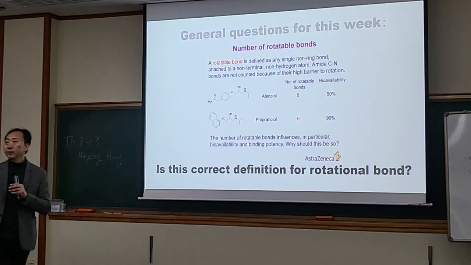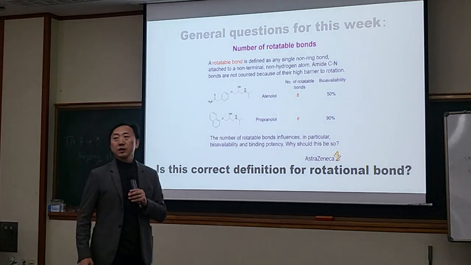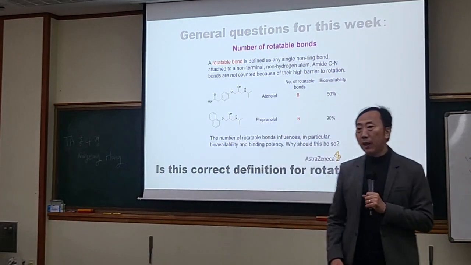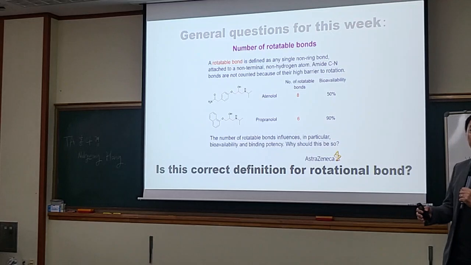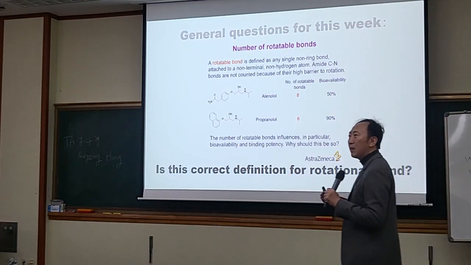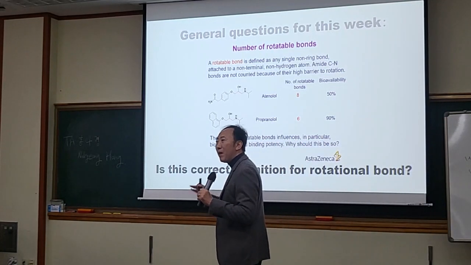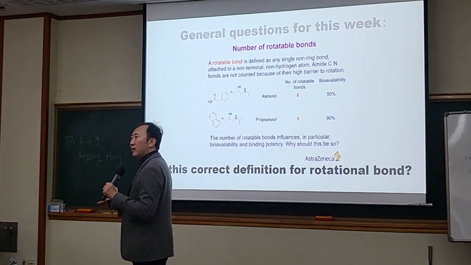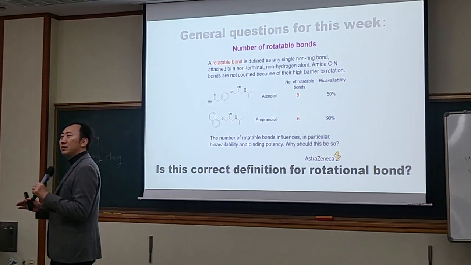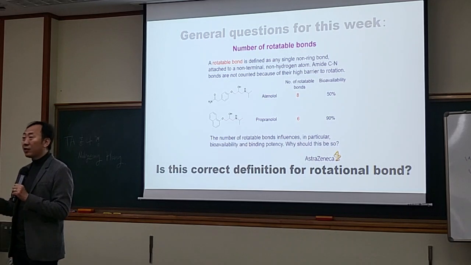1, 2, 3, 4, 5, 6, 7, 8, 9. So this is how you count those rotatable bonds. Based on this rule, which is not a perfect rule, it just gives you some brief idea that maybe this molecule may have reasonable properties as a drug.